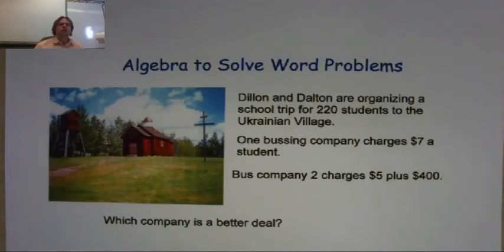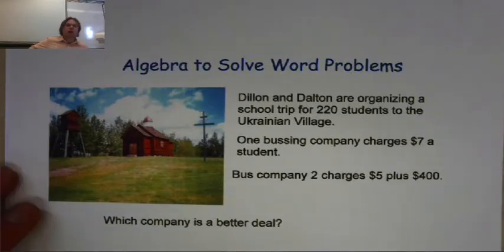In our question, we have Dylan and Dalton organizing a school trip to the Ukrainian village for 220 students. One of the busing companies charges $7 a student. The other busing company charges $5 a student plus $400. Now we want to know which company is a better deal. So which company should they choose?